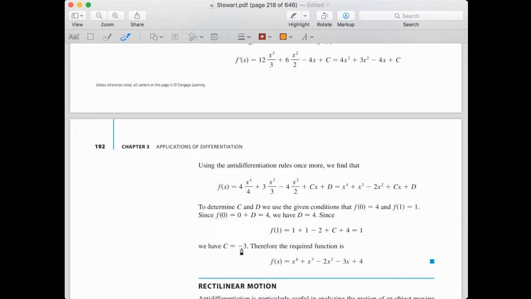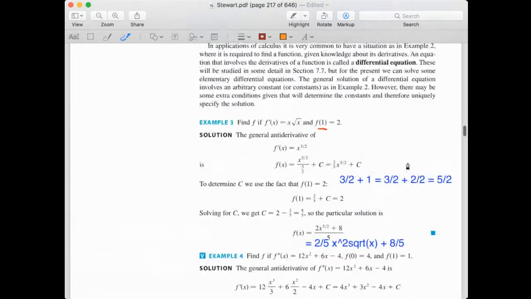So we substitute c and d into f of x. So we get the original function f of x to be x to the 4th plus x cubed minus 2x squared minus 3x plus 4. Okay, this is basically the steps, how to, given, we see what's the difference.